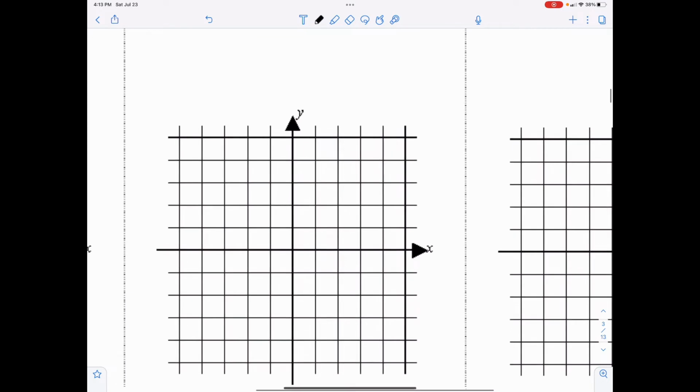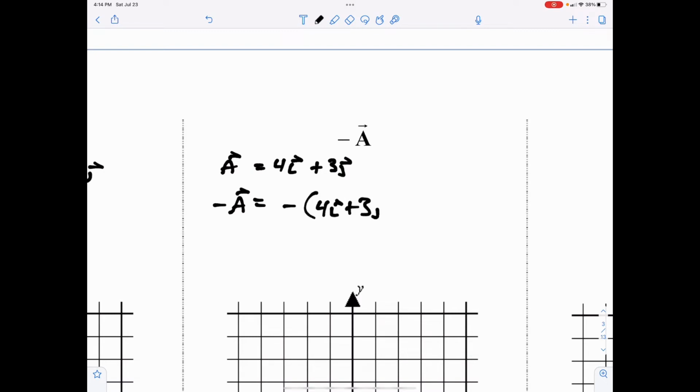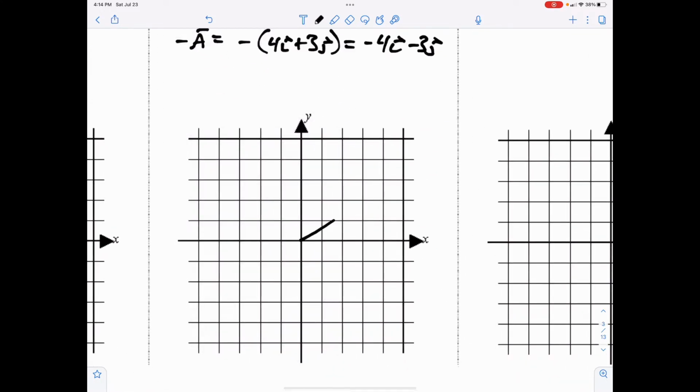Negative a, well, remember vector a is 4 units in the x direction, 4i, plus 3 units in the y direction, that's 3j. So if we do negative a, that would be negative 4i plus 3j, which would be negative 4i minus 3j, which basically just takes this vector that's pointing up and to the right and flops it 180 degrees the other way, down and to the left. And there's negative a.